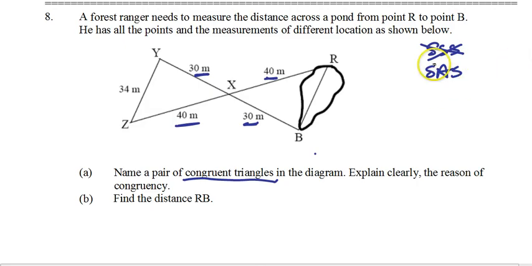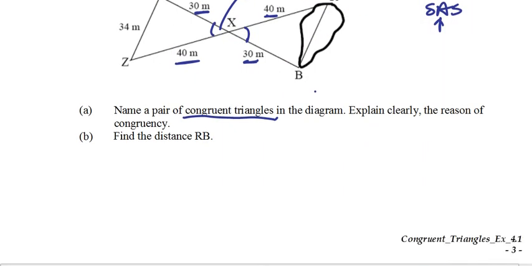If we want to use SAS, we've got to find the included angle. Now let's look at the two included angles here. Can we find any similarity between the two included angles? You can see that these are what we call vertically opposite angles, and they are equal. So if we can show that these two are equal, then we can use the SAS property.